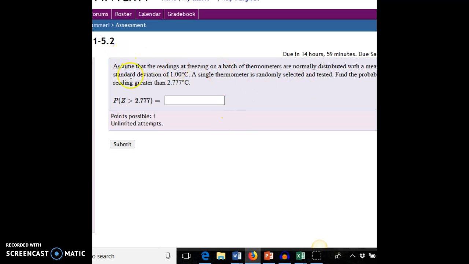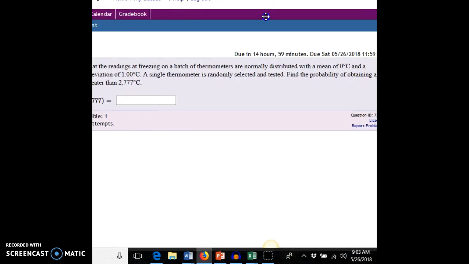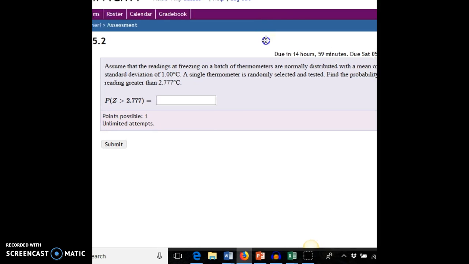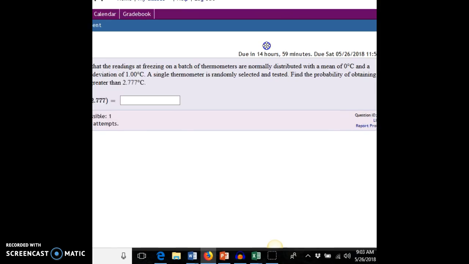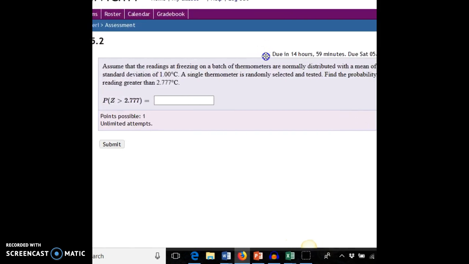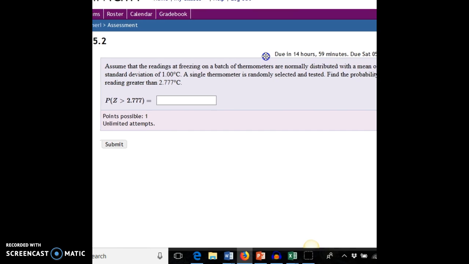So in this problem, it says assume the readings at freezing on a batch of thermometers are normally distributed. And let me move this over so you can read the rest. With a mean of 0 degrees centigrade and a standard deviation of 1 degree, a single thermometer is randomly selected and tested. Find the probability of obtaining a reading greater than 2.777 degrees.